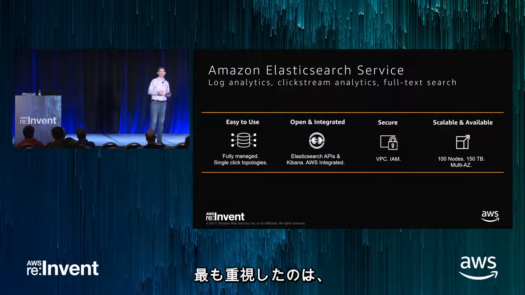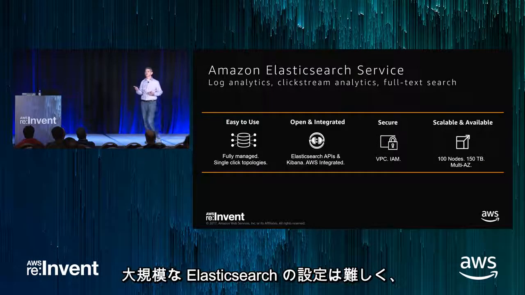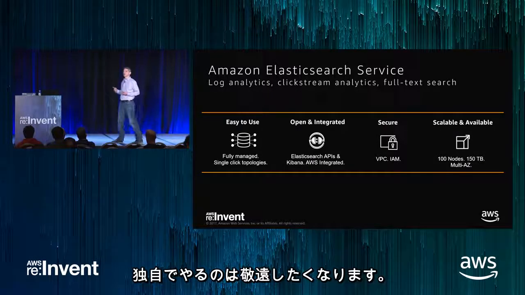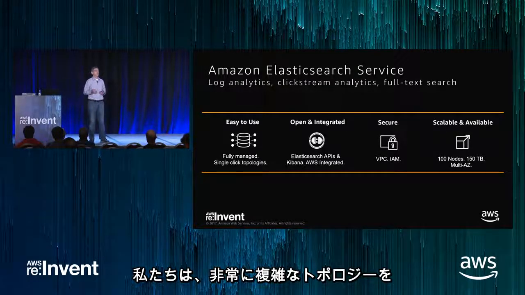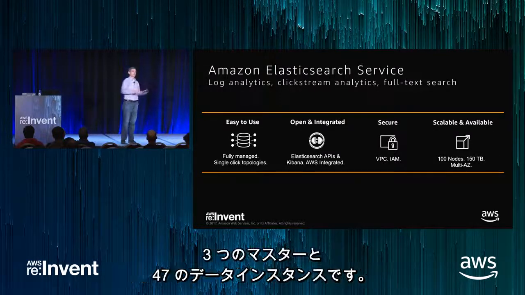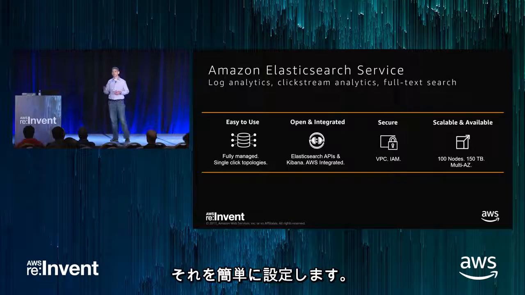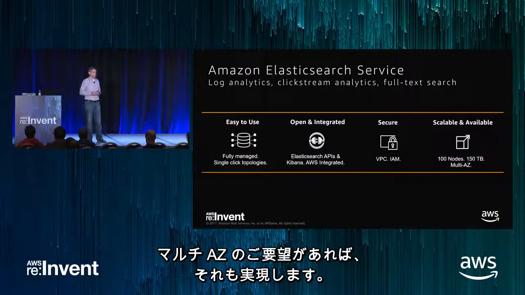Really, the key focus areas for us have been to make this super easy to use. Setting up Elasticsearch at scale is hard. It's really not something you want to be doing on your own. We make it easy at the click of a button to set up a pretty complex topology. Could be 3 masters, 47 data instances, and we just do it like that. And if you want it in multi-AZ, we'll do that for you also.